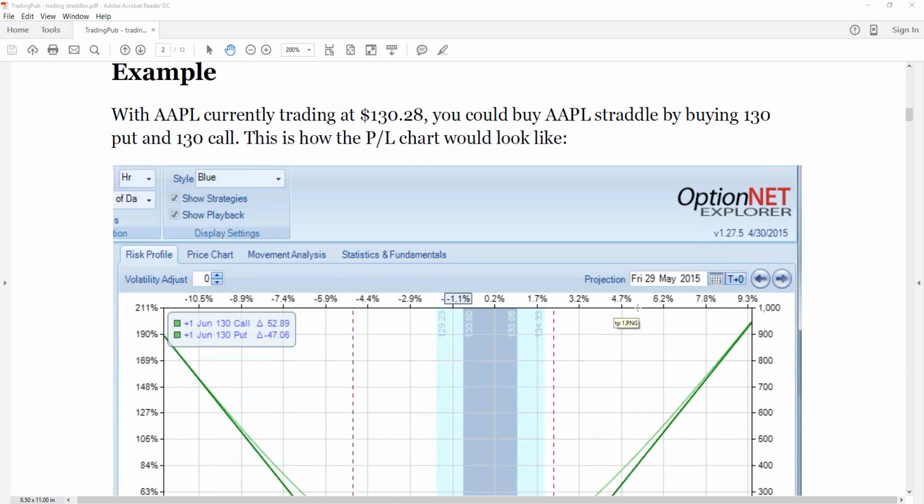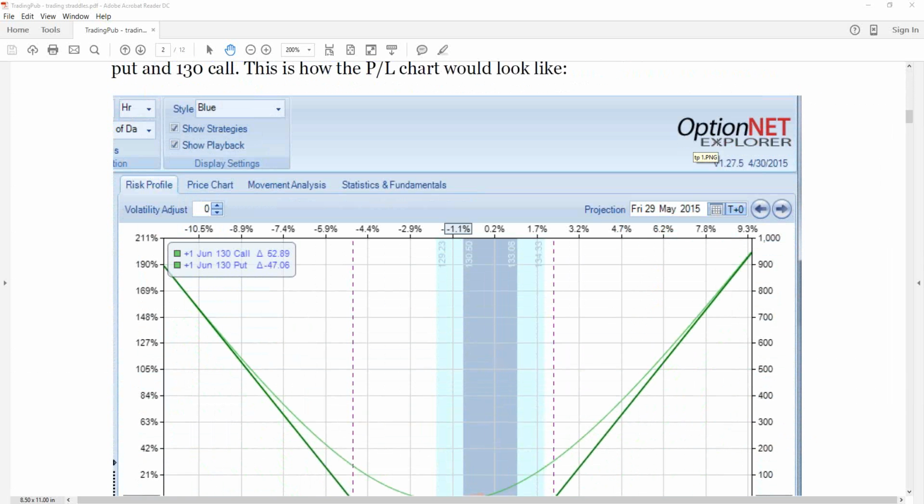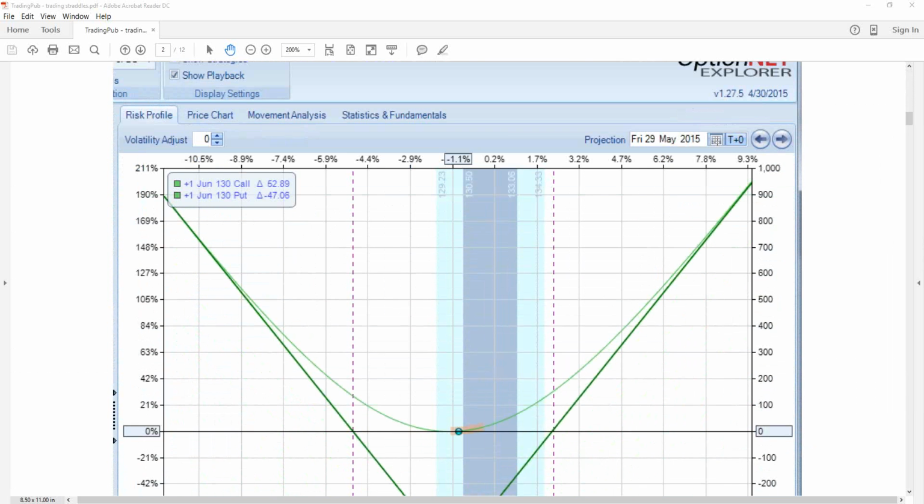For example, if Apple is currently trading at 130, well, this was in May 2015 when Apple was 130, you can buy a straddle by buying a 130 put and a 130 call. And this is how the P&L chart would look.